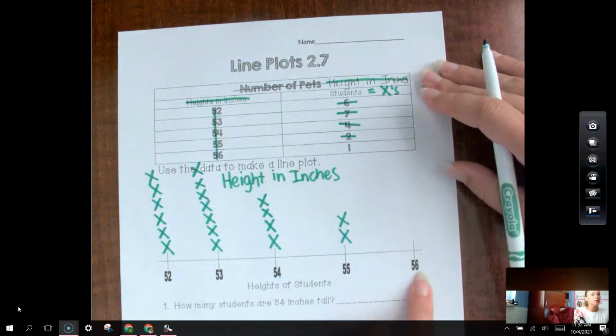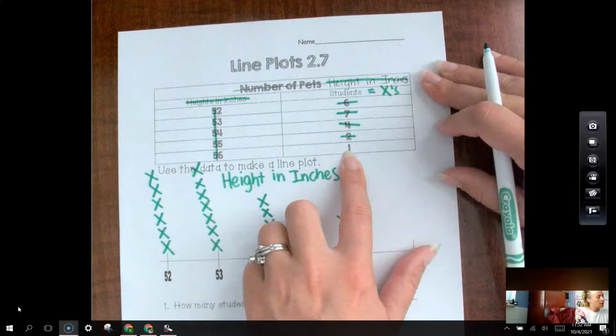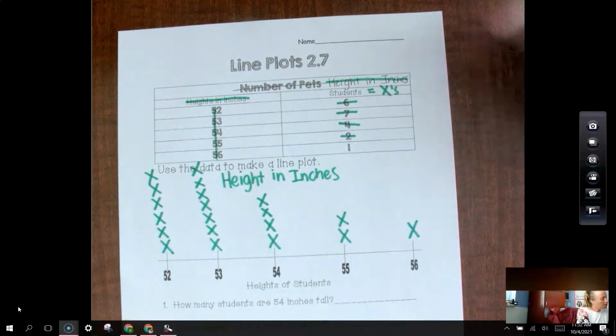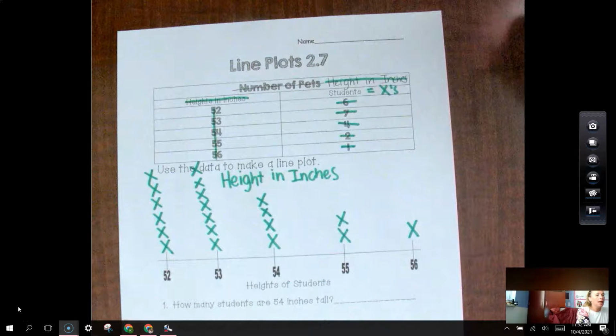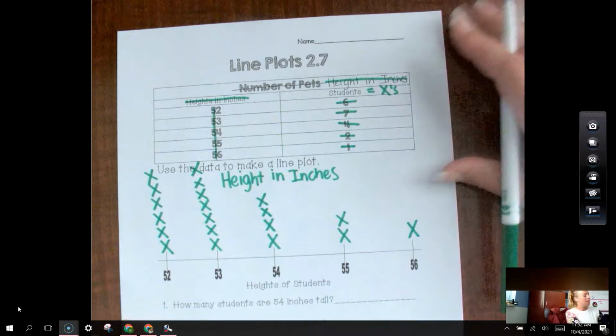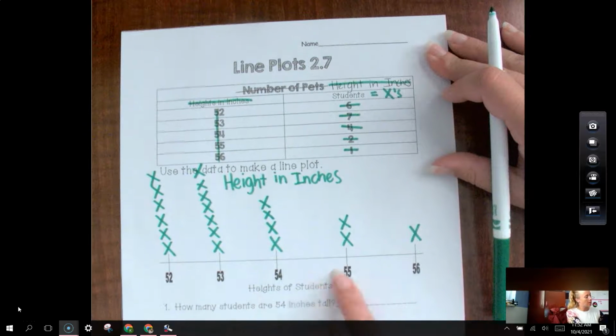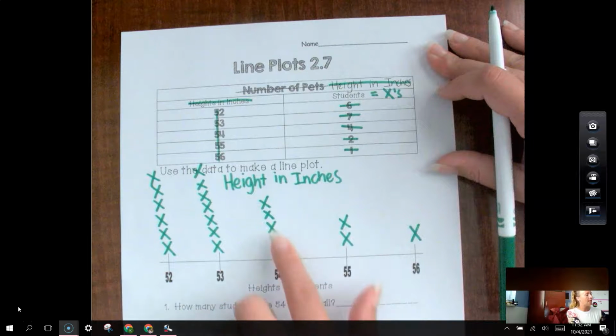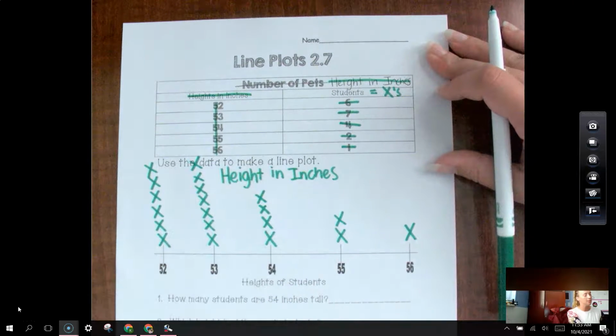How many students are 56 inches? 1 student is 56 inches. Alright, cross it off. Now I'm ready to answer my question. Please remember that the numbers at the bottom are heights of students. Please remember that the X's represent the people, or the students.